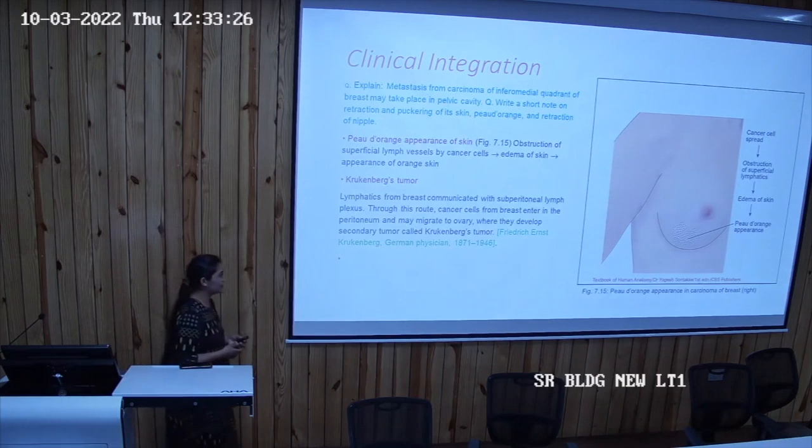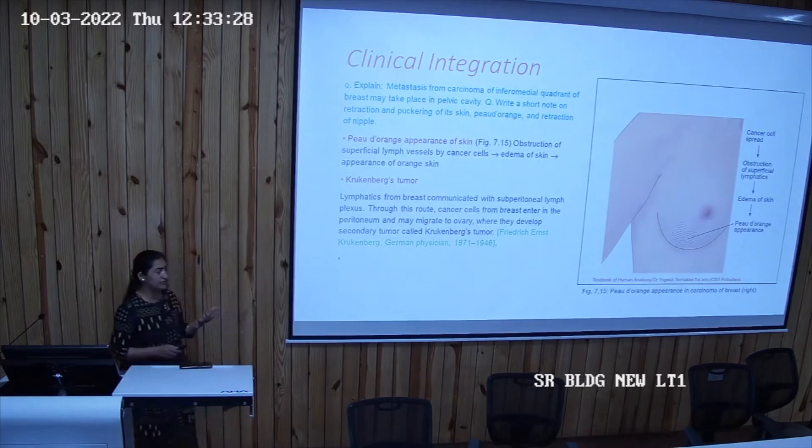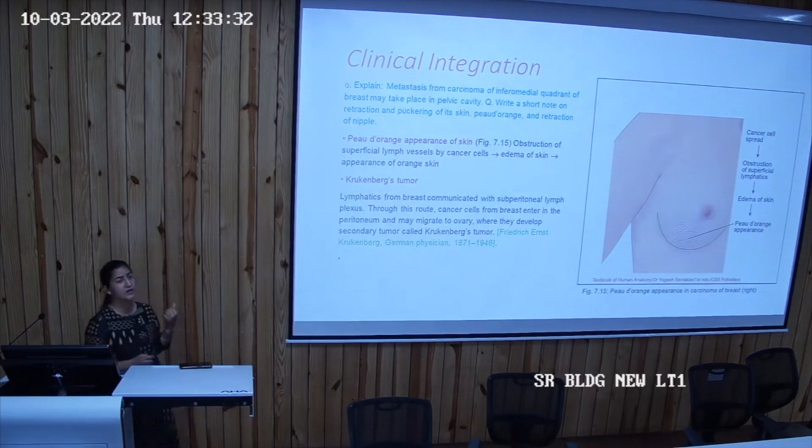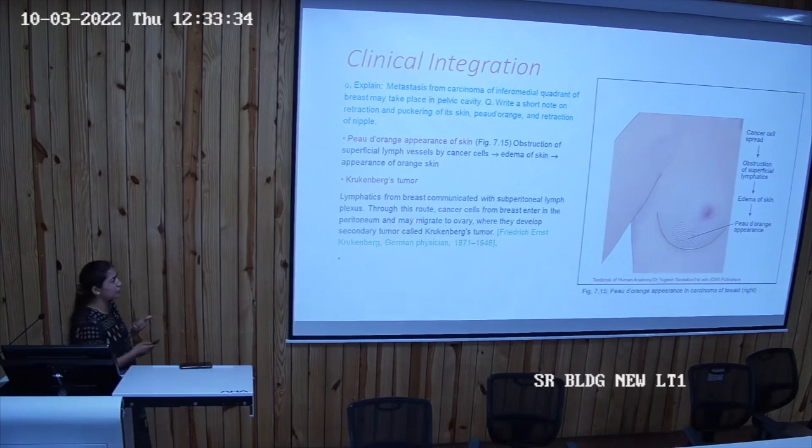One is the tumor. We have just discussed that the cancer cells migrate from the primary site to the secondary site, that is the ovary. When they reach the ovary and cause a tumor of the ovary, it is called the Krukenberg tumor. This is the secondary tumor of the ovary, which is called the Krukenberg tumor.